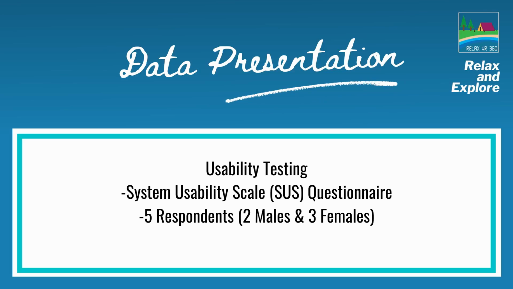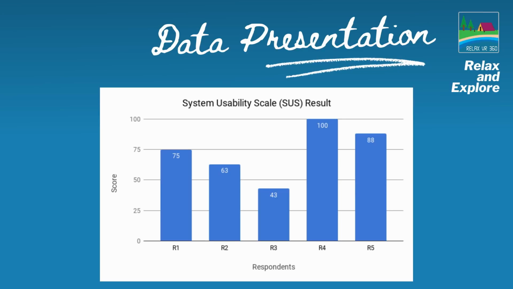Now we move to usability testing. For usability testing, we chose the System Usability Scale questionnaire to measure our app's usability. So we conducted this test among 5 individuals who are working adults and students, 2 males and 3 females. This instrument consists of 10 items. It covers 2 factors, usable and learnable.